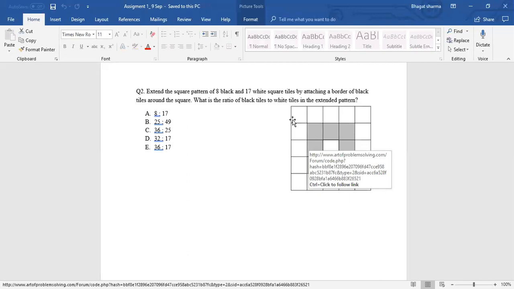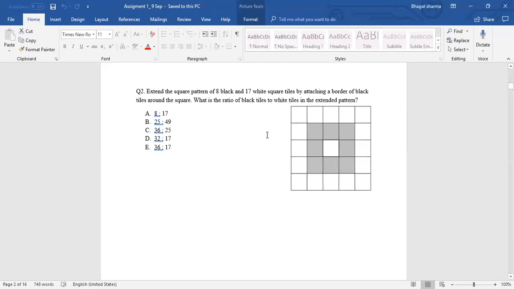So those who tried solving it, I think they solved it the same way. Sanaya, where were you stuck? So I was stuck on how to calculate, the method basically. Okay. So basically, see, it's not necessary that you need to apply the perimeter. That is one way to solve it quickly. But the main thing is, the question says extend the square pattern of 8 black and 17 white square tiles by attaching a border of black around the square.